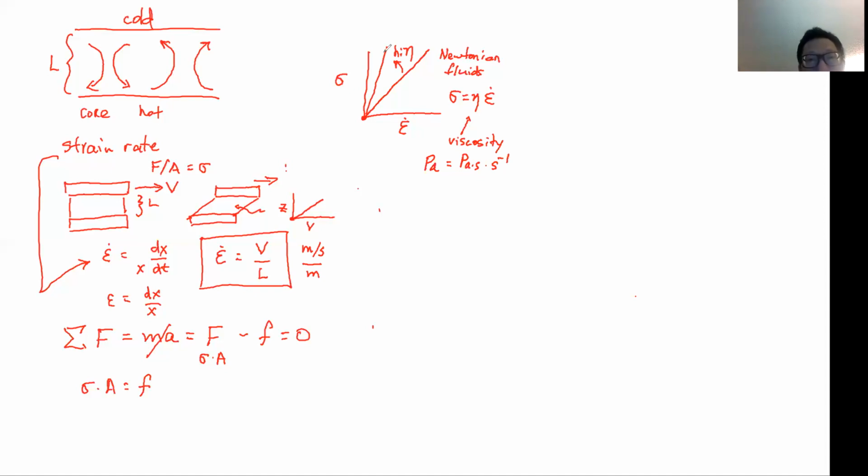In reality, there are materials that will behave non-linearly. We'll call those non-Newtonian. They may become easier to deform when you get more strain, or they may become harder. We'll talk about those properties later. There are also some materials where nothing deforms ductilely until you reach some critical shear stress, and those we call Bingham plastic fluids. But for now, let's keep it simple and look at Newtonian fluids.